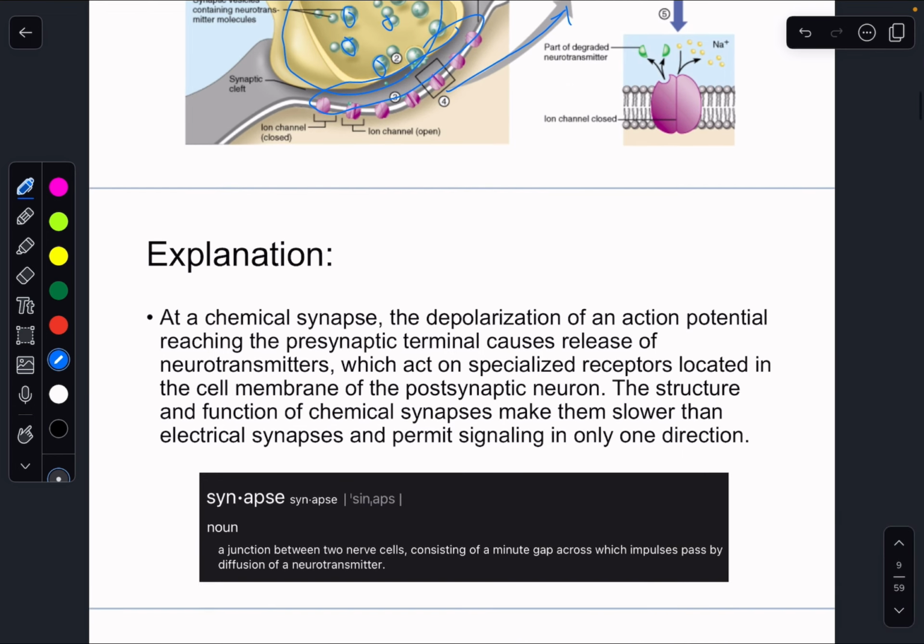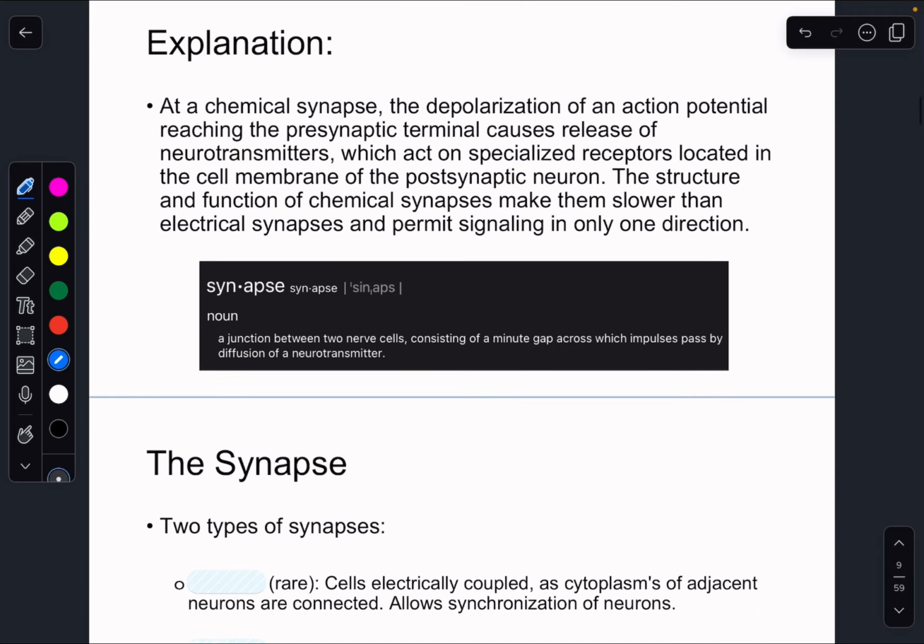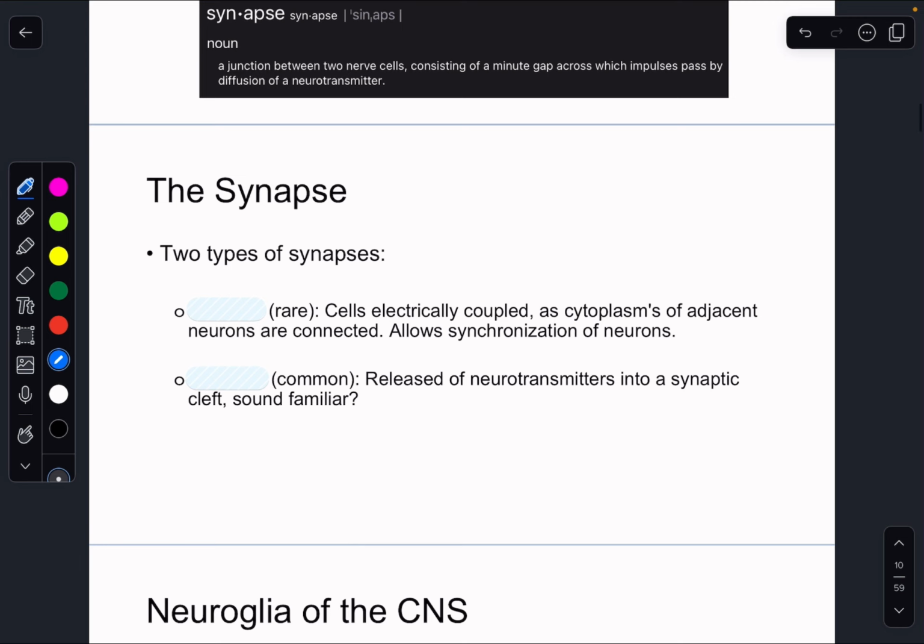So at a chemical synapse, the most common type of synapse, the depolarization of an action potential reaching the presynaptic terminal causes a release of neurotransmitters which act on specialized receptors located in the cell membrane of the postsynaptic neuron. The structure and the function of the chemical synapse make them slower than electrical synapses and permit signaling in only one direction. So there are two types of synapses.